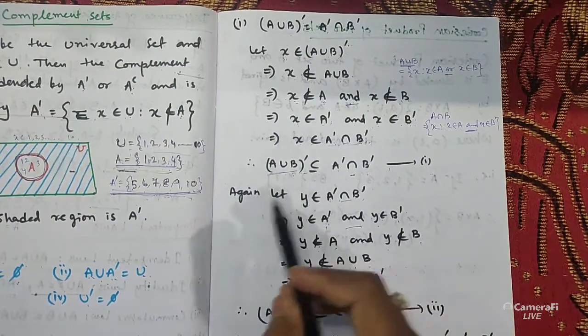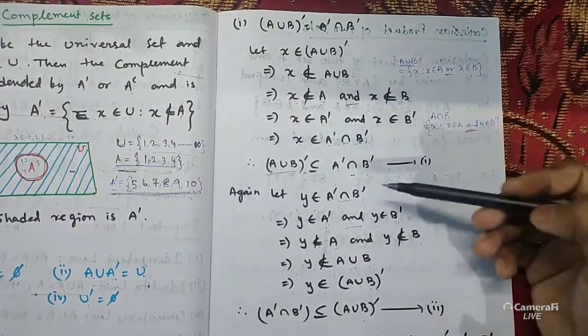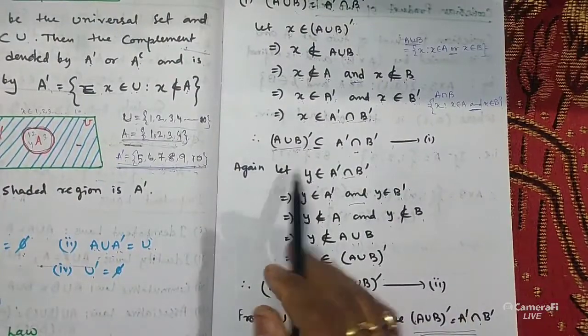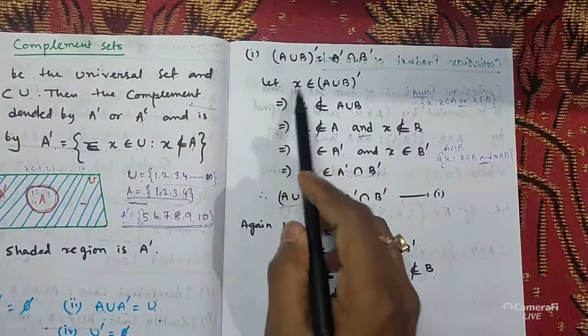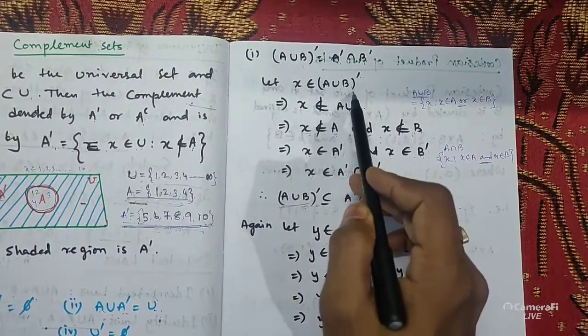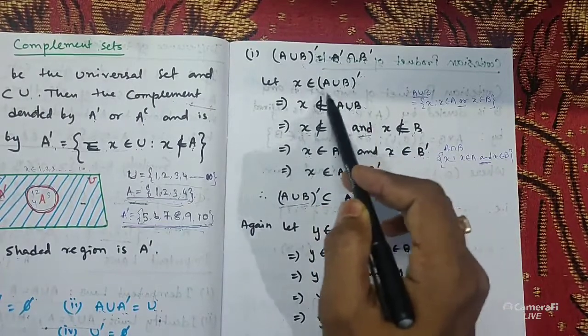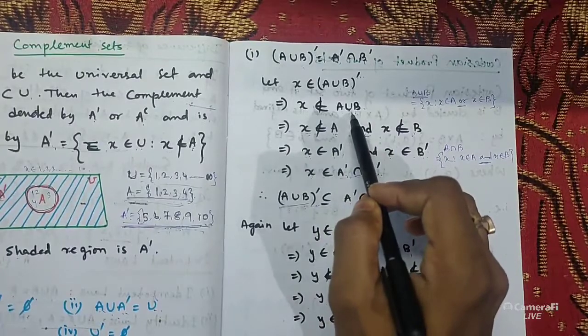Yes, I am repeating, just see this property, then again we will repeat. So here we have, okay, the above one. Here we have taken x belongs to A union B whole complement. Now if x belongs to A union B whole complement, that means x does not belong to A union B.